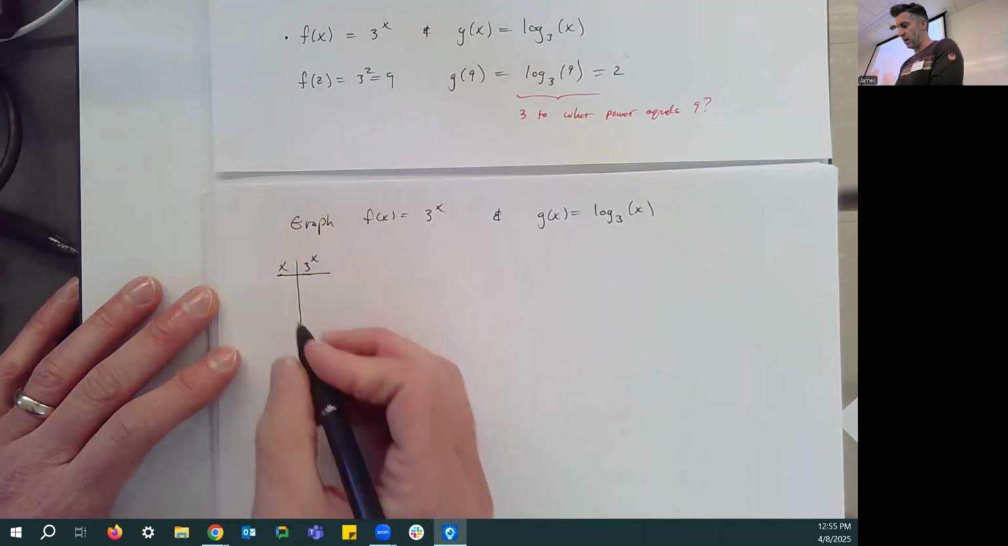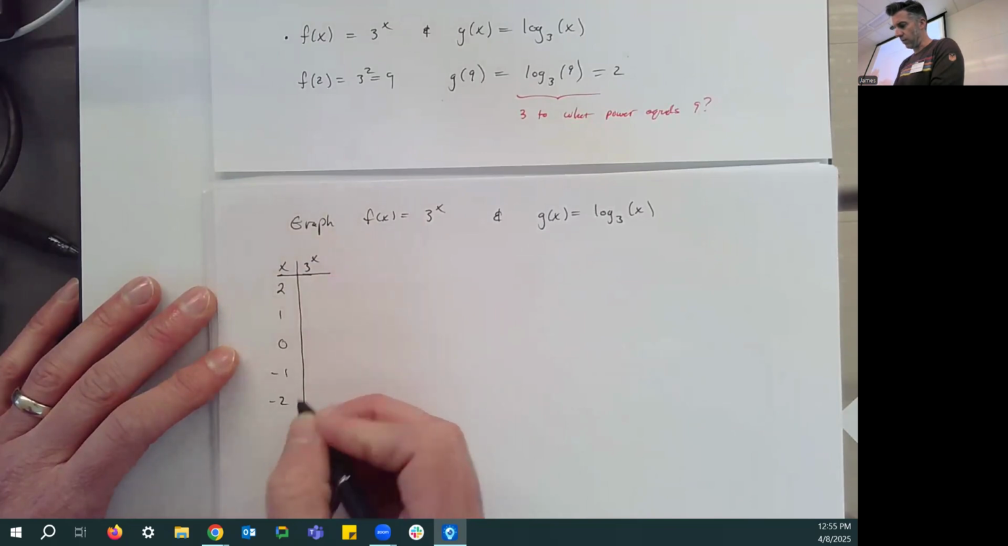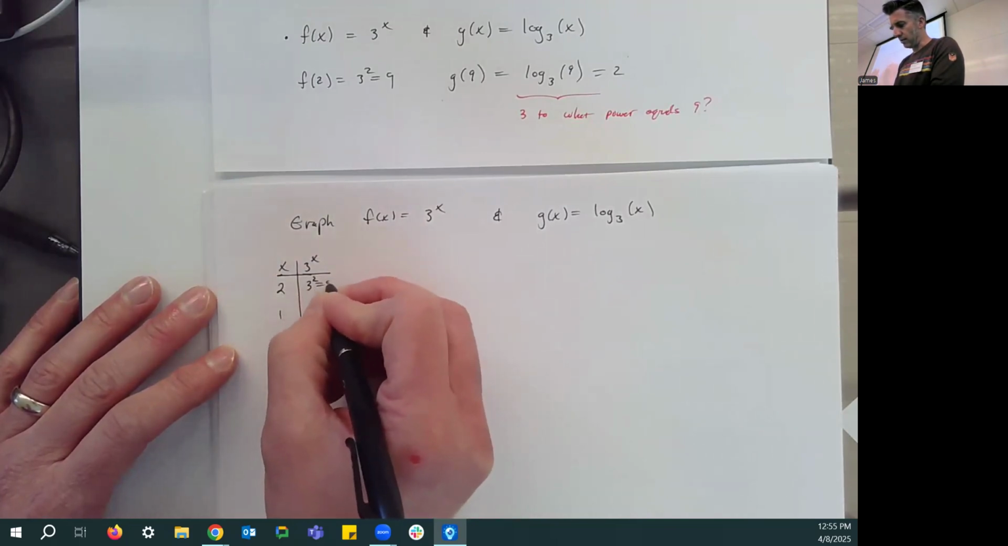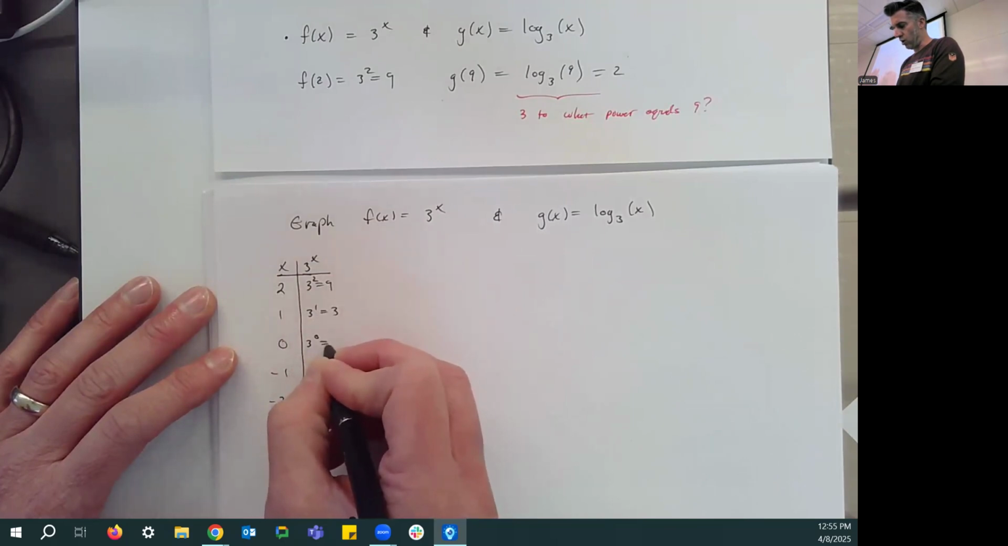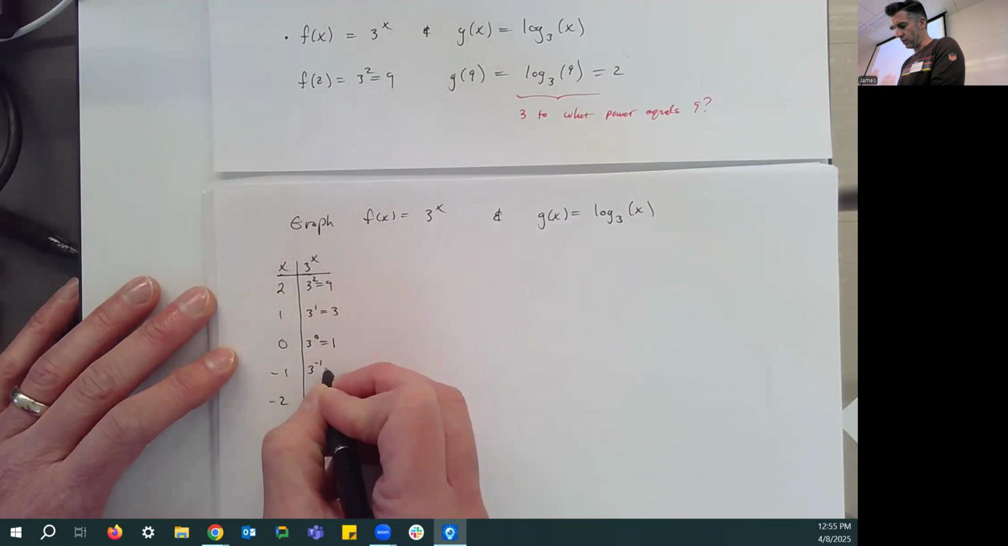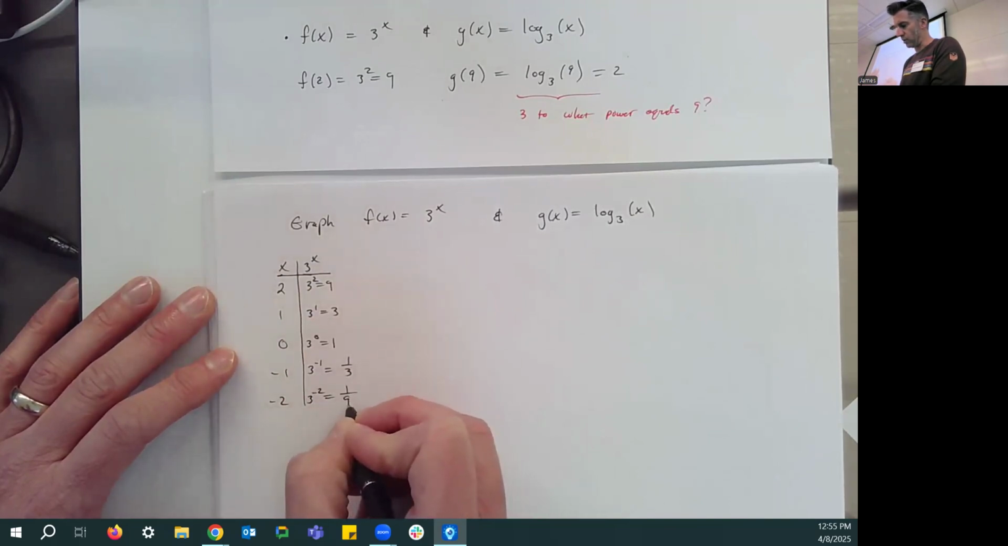So if x is, say, 2 or 1 or 0 or -1 or -2, 3 squared is 9. 3 to the first is 3. 3 to the 0th is 1. 3 to the -1 is 1 over 3. 3 to the -2 is 1 over 3 squared, which is 1 over 9.